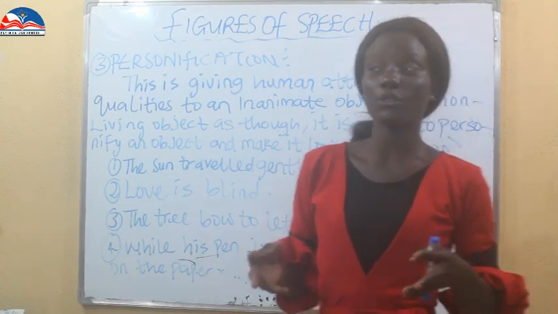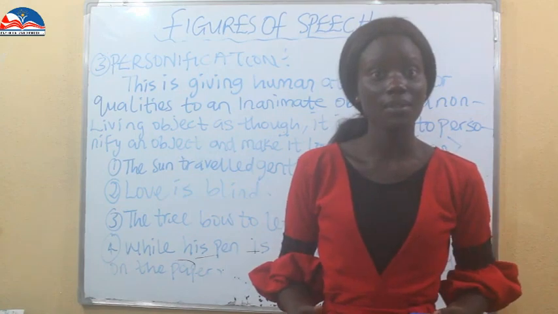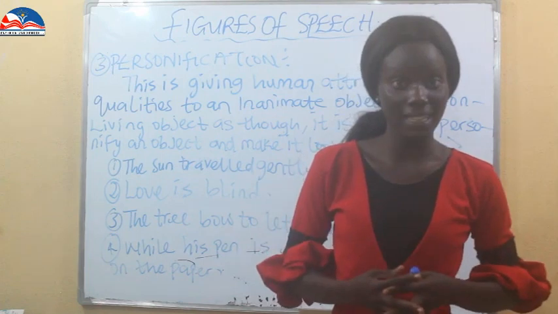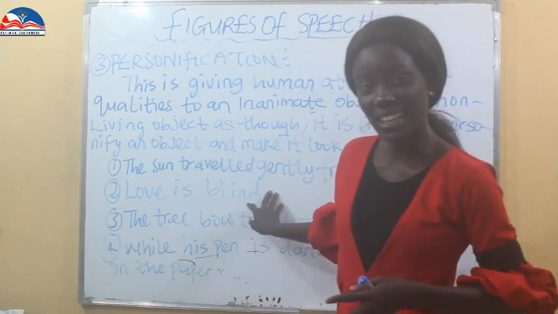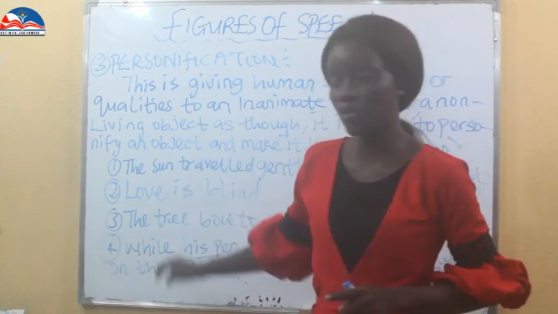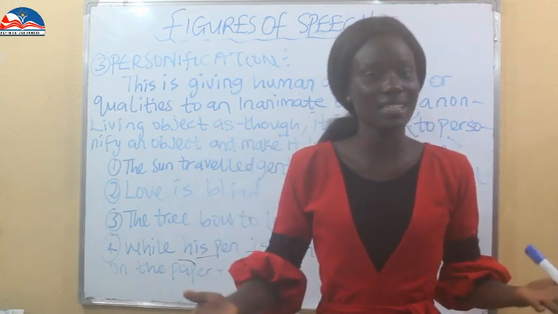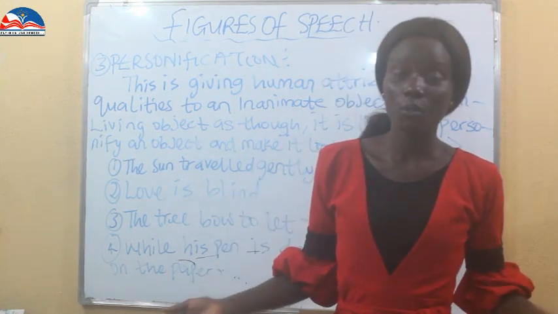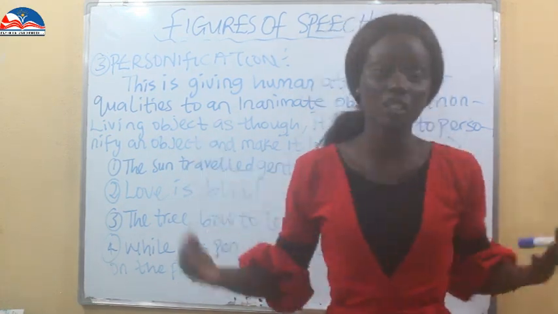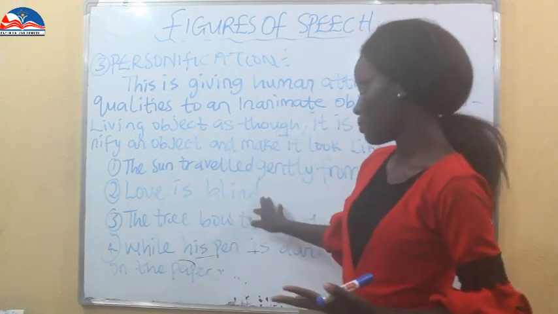Then we have love is blind. For something to go blind, that means the thing has to be a living thing. An animal can go blind. A human being can also go blind. So now when we are giving a human attribute to a non-living thing, we call it personification. Love is a non-living thing, and now we are giving a human attribute to it. Love is blind. Most people say it, but now you are using the figure of speech personification. We have love is blind.